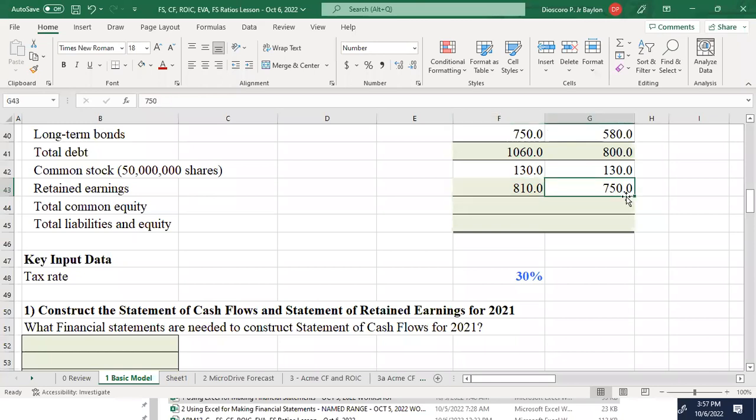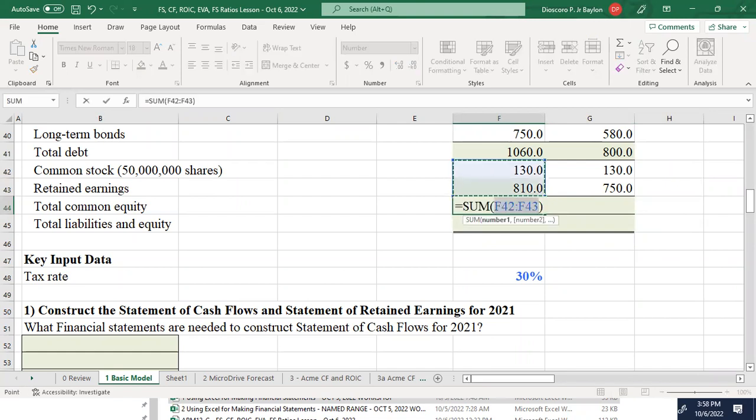Now, how did we get the retained earnings for 2020? Of course, we needed to have the retained earnings of 2019. Okay, and then we add the addition to retained earnings of 2020. That's how you got this. But since we do not have the 2019 figures, we cannot really show that. Okay, therefore our total common equity is just the sum of your common stock and your retained earnings. So Alt equal to, Control Enter.